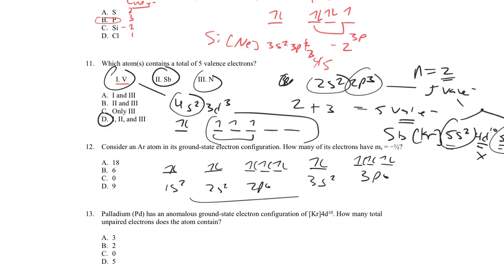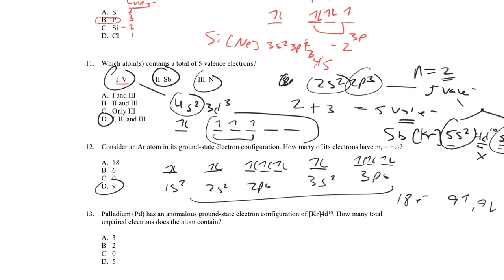So argon has 18 electrons. Of course 9 are spin up and 9 are spin down. Whichever are up versus down, I know the up ones are 9 of them, the down ones are 9 as well. So there should be 9 electrons that have an m sub s of minus a half.